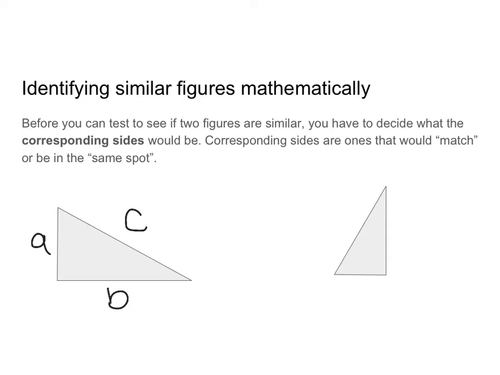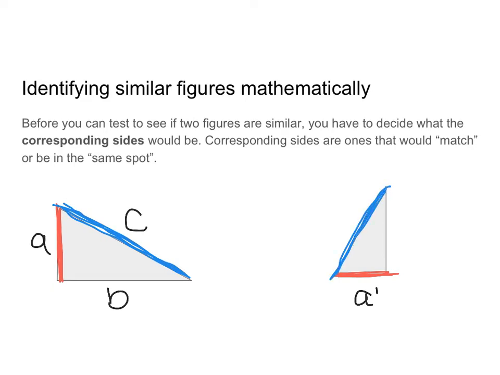So first, figure out if the figure has been rotated at all. So this one has, but I can tell by looking at it that the shortest side is A, and the shortest side on this triangle over here would then also match with A. So I'm going to label that A prime, which is an A with a little tick mark up in the corner. Then I'm going to do the longest side. So in the original, that's C. And in the possible copy, that's here.